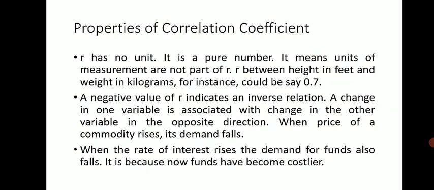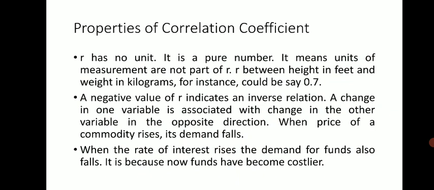Before starting problems, there are some properties of the correlation coefficient. It is denoted by r and it has no unit. Actually it is a pure number, which means units of measurement are not part of r, such as r between height in feet and weight in kilograms, for instance. So generally it is a pure number and it has no unit.